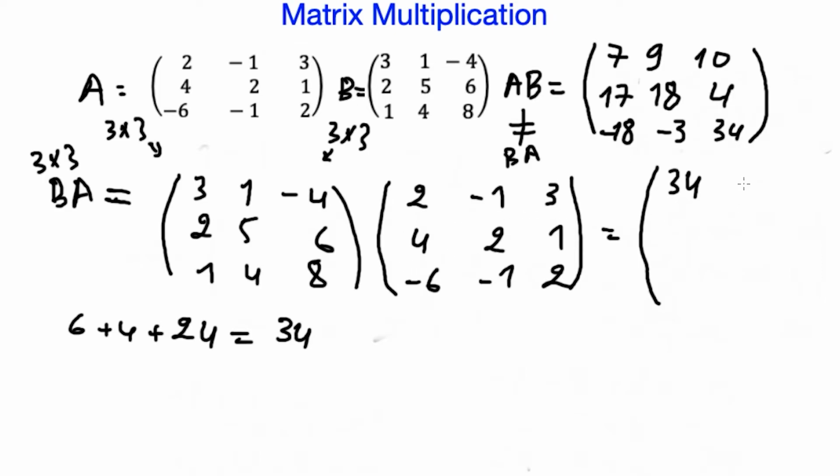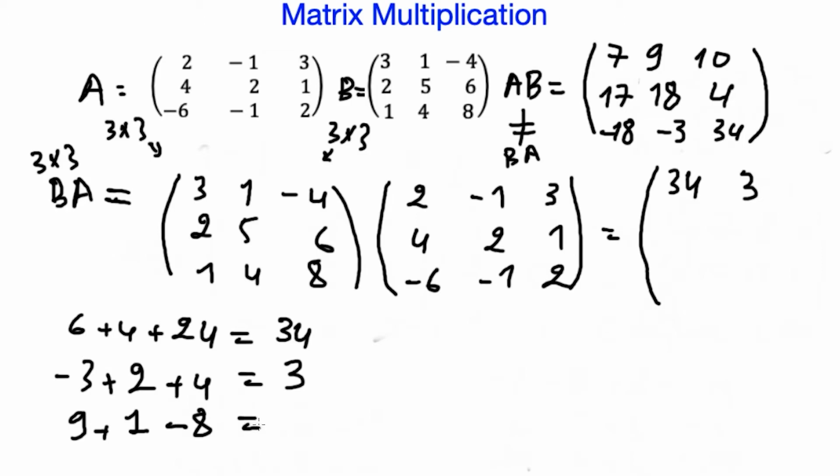And this entry here is this row times this column, so it is 3 times minus 1, so it is minus 3. 1 times 2, which is 2. Minus 4 times minus 1, which is 4. So this equals 3. So here is 3. And this row times this column, so it is 3 times 3 is 9. 1 times 1, which is 1. Minus 4 times 2 is minus 8. So this equals 10 minus 8, which is 2.